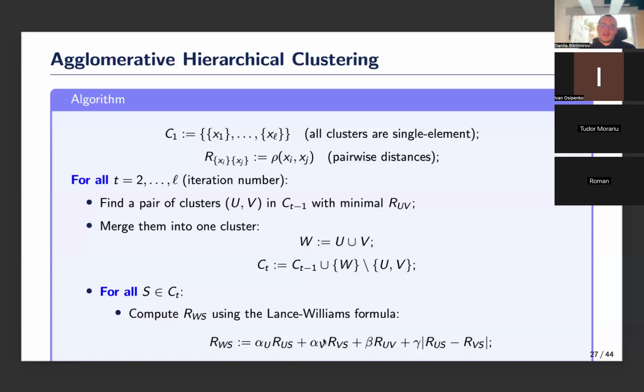So how does agglomerative clustering work? Each object is initially treated as a separate cluster. Then for a single-element cluster, the distance function is naturally defined as the distance between two objects. For example, here we have R, big R or rho.